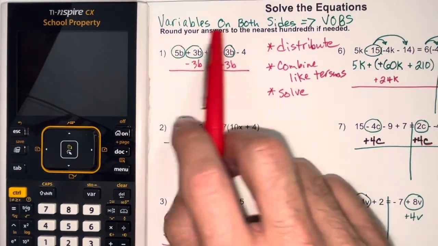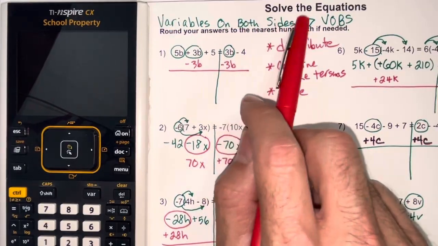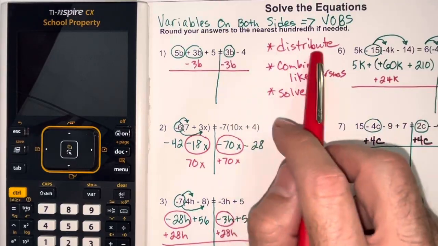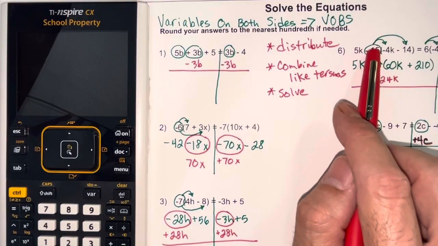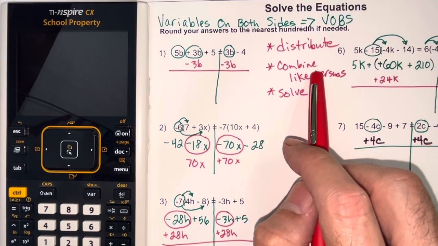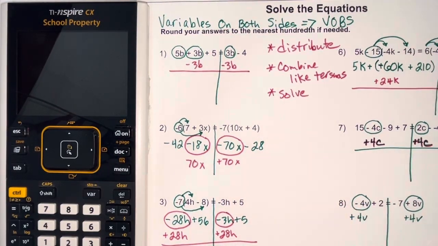I want to make sure that we're practicing the variables on both sides and how to solve equations with variables on both sides. So if there's any distributive property where we have a group being multiplied by a factor, we need to distribute, then combine like terms, and then we're going to solve for the variable.